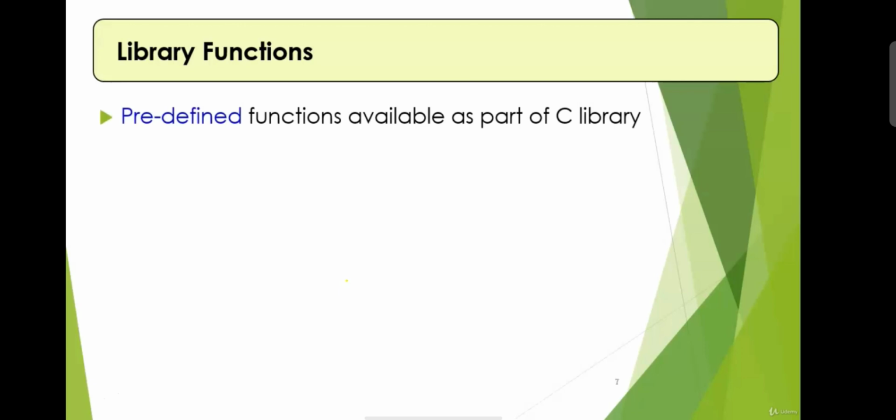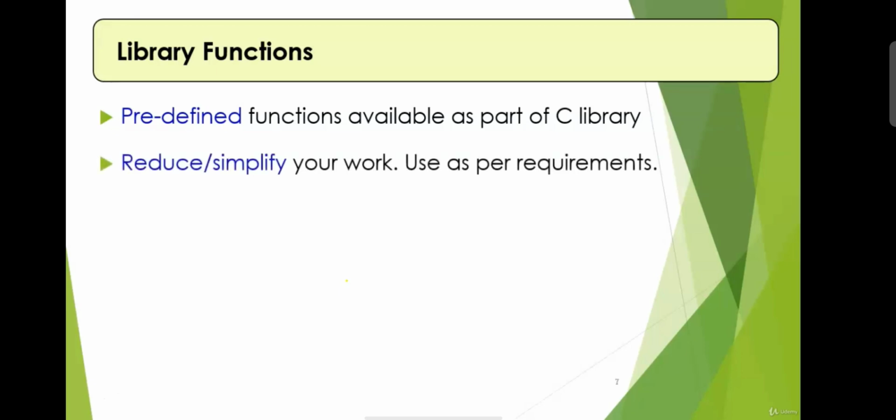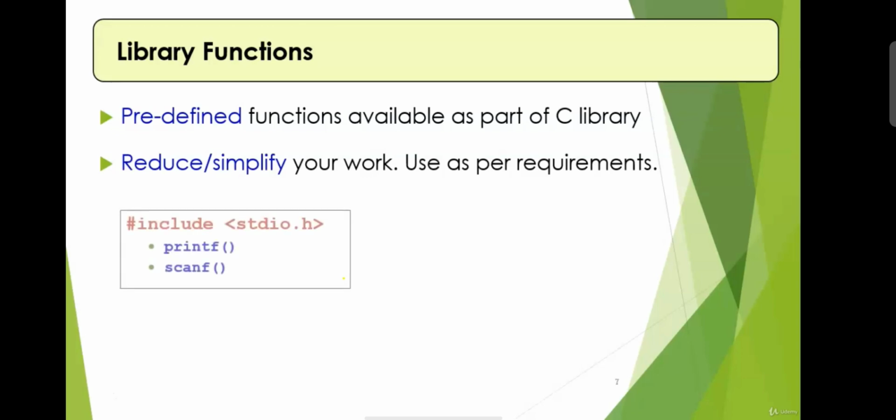Let's discuss library functions. Library functions are predefined functions. They are available as a part of the C library. Certain tasks are required again and again, so the code for these tasks is already written in the library functions. Library functions reduce or simplify your work. You can use the library functions as per your requirements.